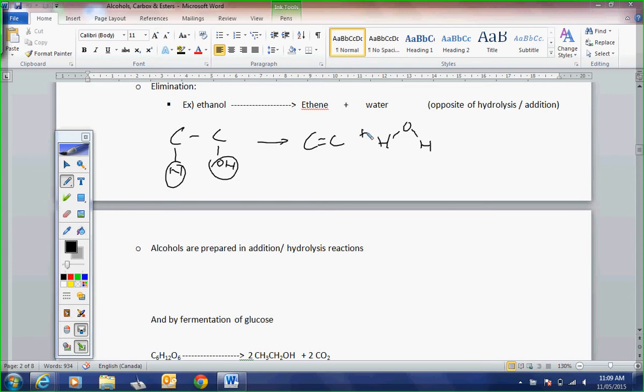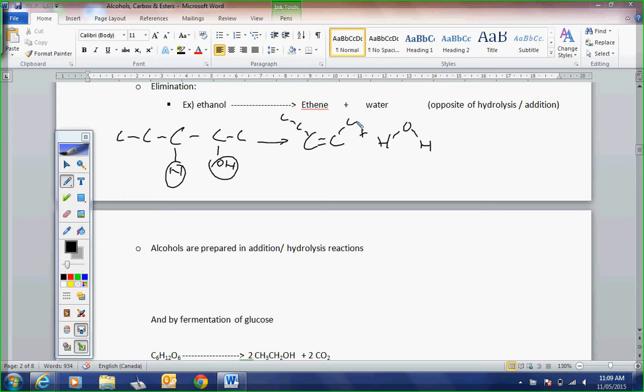You see that? So therefore, if this was 1, 2 carbons on this side and 1 carbon on that side, I'd have to have 1, 2 carbons on that side and 1 carbon on that side. The double bond has to come where that OH is. Okay, elimination. It's the opposite of hydrolysis addition. Did you get that? Hydrolysis addition, we broke double bonds, we had a spot to put our OH, a spot to put our H. This is just taking them off.